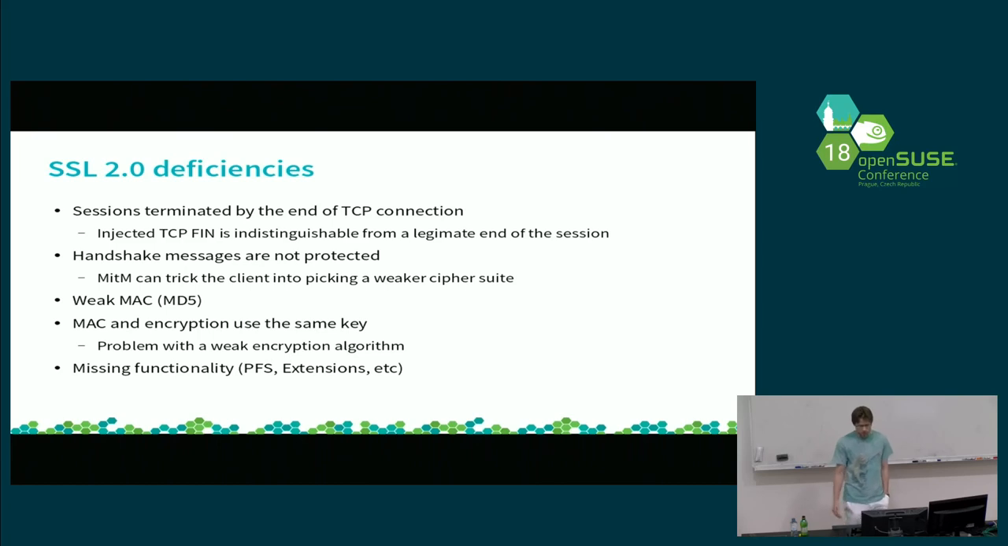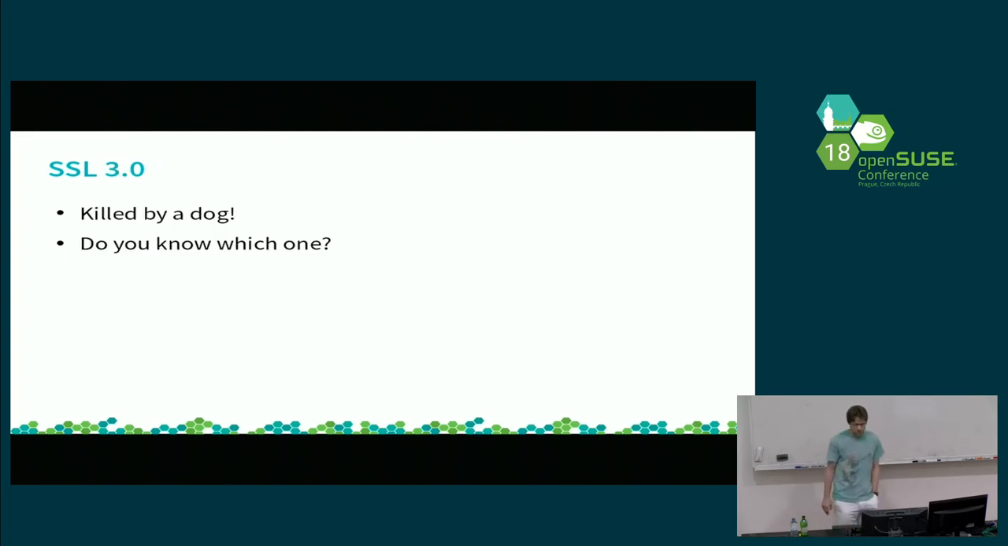For example, the attackers could downgrade the negotiated ciphers. It also has a weak MAC, which is a message authentication code used for integrity. And the keys for the encryption and for the MAC are the same, which is also a problem if one of the algorithms is weak. And compared to the newer versions, it also misses a lot of functionality, and not only security, but also extensibility. SSL 3.0 was a protocol that was actually killed by an attack. Do you know which one?